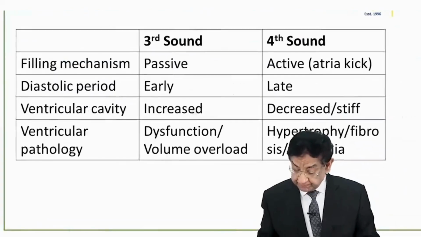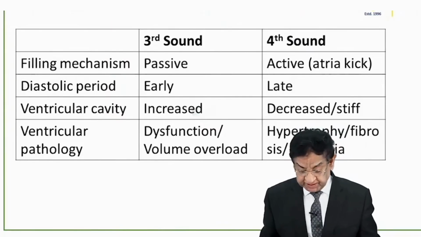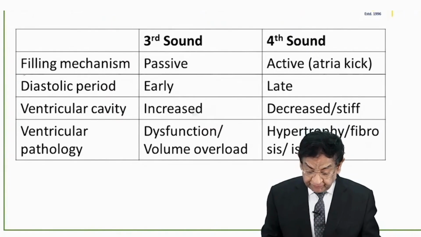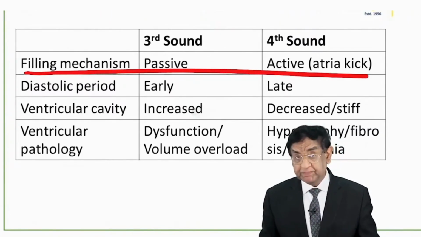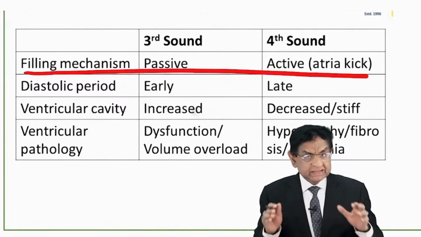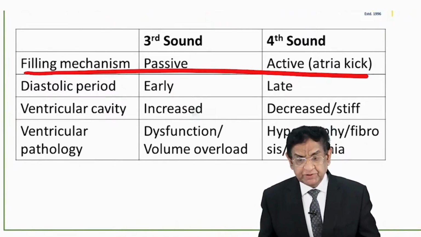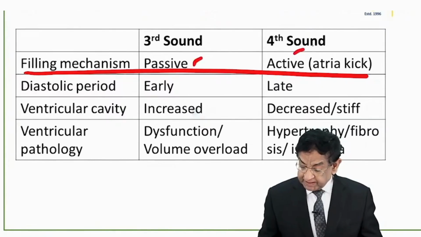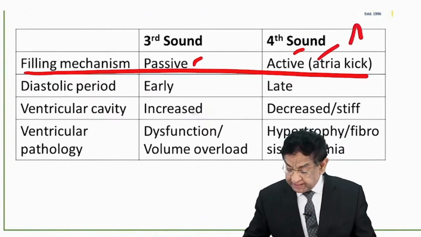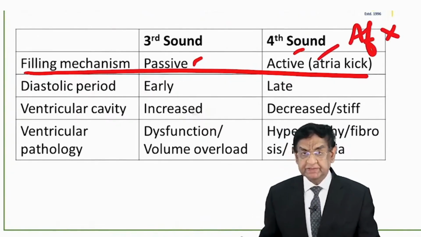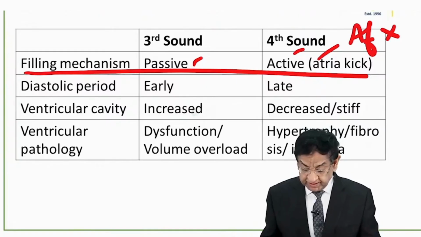Okay? Now, let me give you a comparative chart of S3 and S4. Filling mechanism is passive for S3 and active for S4. You remember? The third sound was simple: the ventricles are dilating, 70% of the blood is coming from the atria, so it's passive. But S4 is due to atrial contraction, atrial kick. That's why in atrial fibrillation it disappears, because there is no active atrial kick, S4 will go away.